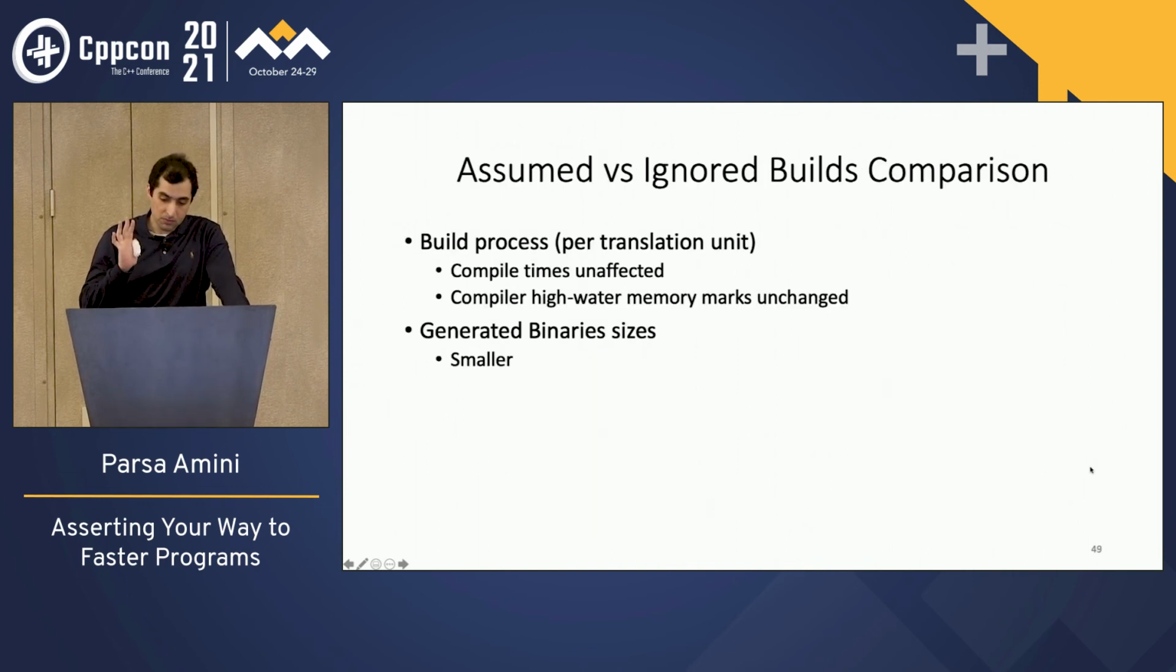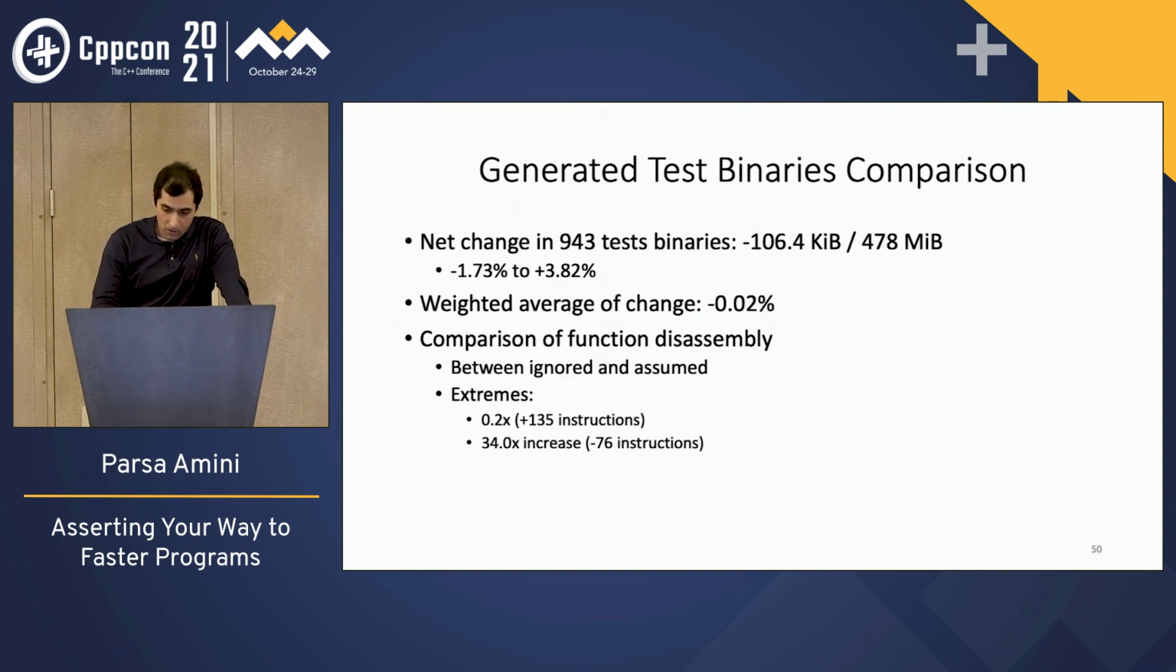When we built BDE with ignored and assumed semantics, we did not observe a difference in compile time or compiler high water memory mark, with a confidence interval of 95%. I forgot to put that there. But we did get smaller binaries. We got a bit of space saving overall.